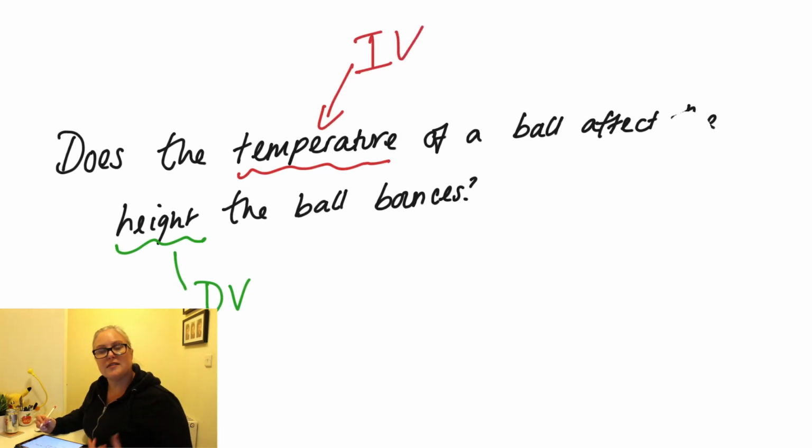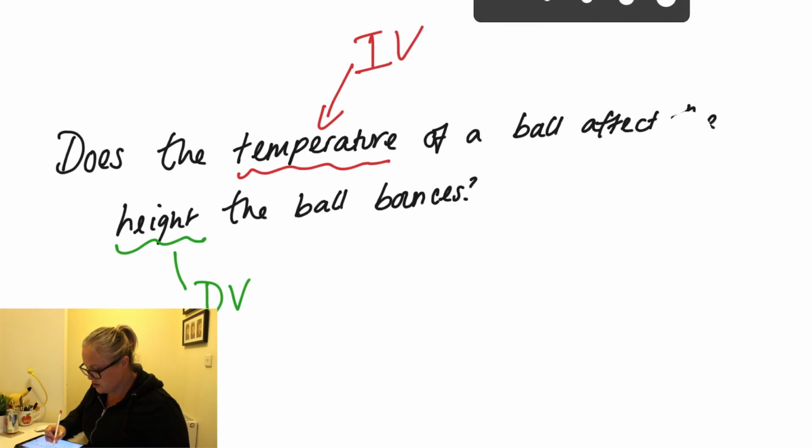Now don't forget, I also said there's something called the control variables. So for this investigation, can we think of some things that we're going to need to keep the same? Because remember, if we alter more than one thing, we don't know whether those results are down to those things that have been altered. So what else could we change? We could change the type of ball.